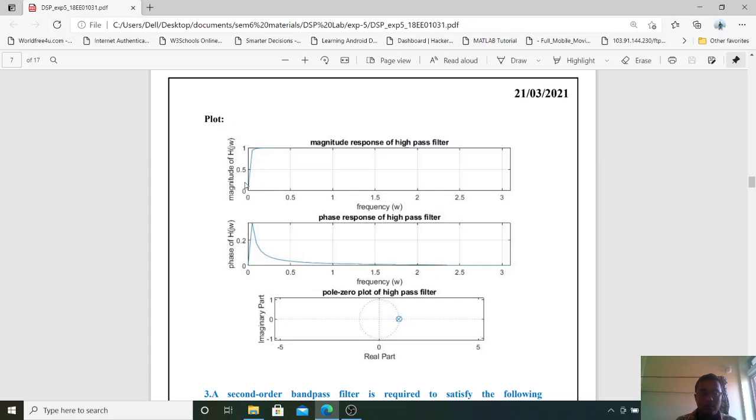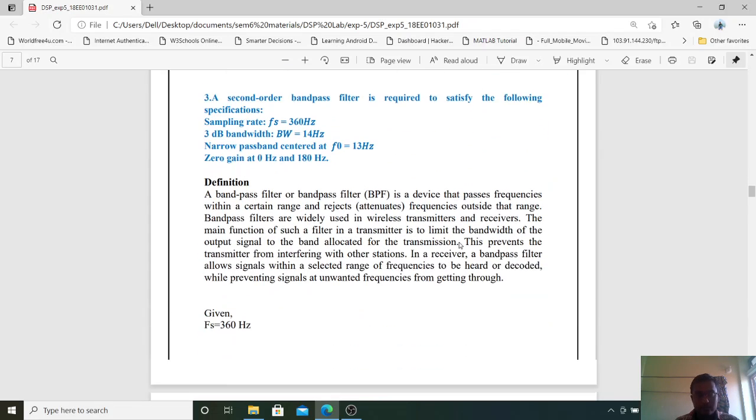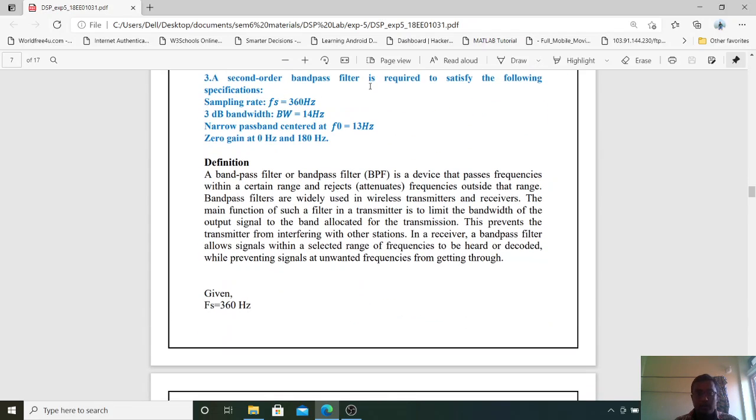This is the output. In the output we can see that it is attenuating from 0 to some cutoff frequency, and after that it allows the higher frequency components. We can see the pole-zero plot also. One pole and one zero is there, and this is the phase response output of the high pass filter. Now the third one, the band pass filter.